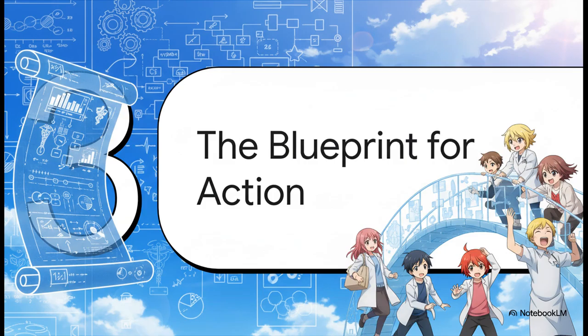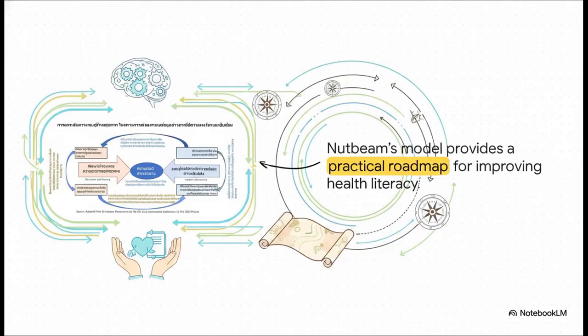So the big question is, how do we actually do that? This is where we get practical and move from the theory to a real blueprint for action. And this model gives us that exact roadmap. You can almost see how it creates this continuous loop. It starts with developing a person's abilities. You see the brain and heart there for knowledge and motivation, and then it flows into two core strategies for intervention, which we're going to break down right now.